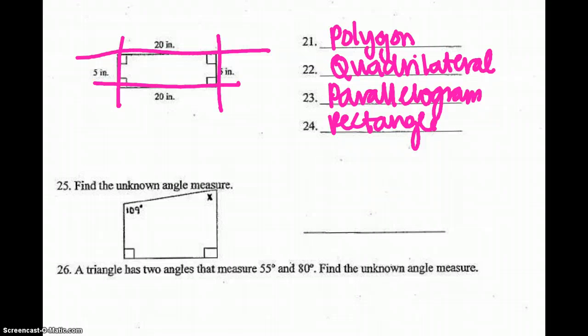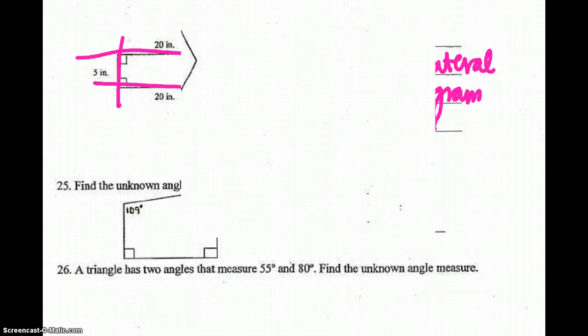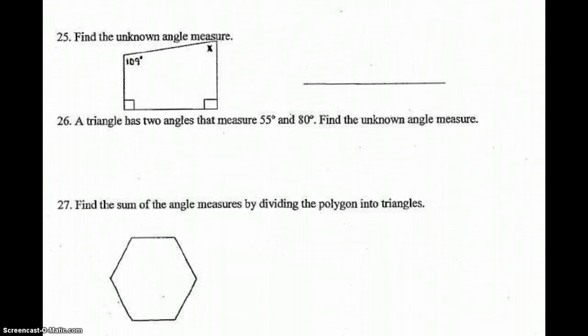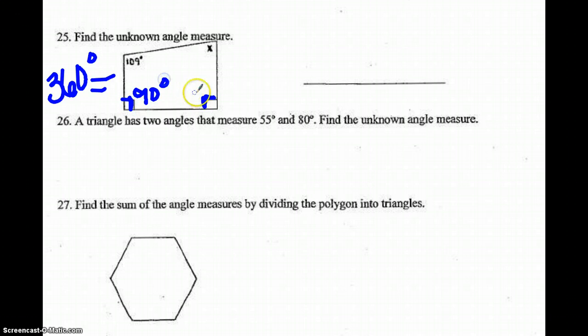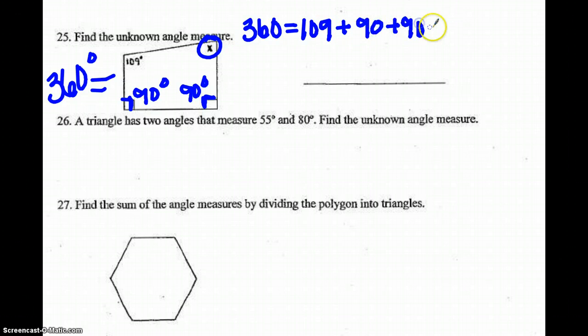Number 25, find the unknown angle. Well, I know that this is a quadrilateral, and a quadrilateral adds to 360 degrees. Okay, I also know these are right angles, and right angles are 90 degrees. So 360 degrees, I'm trying to find the missing measure right here. 360 equals 109 plus 90 plus 90 plus x, solving for x.